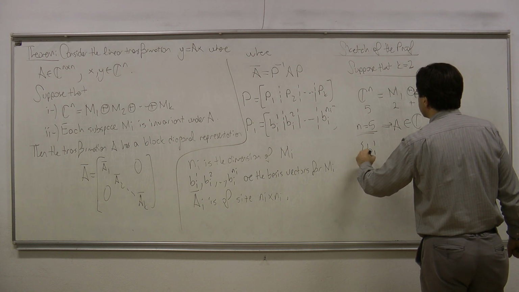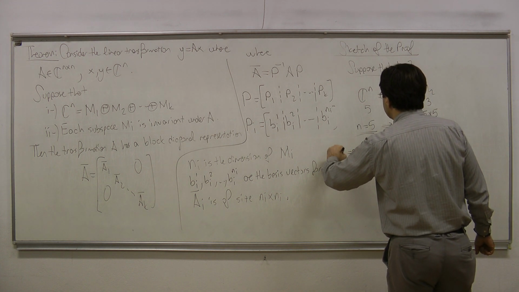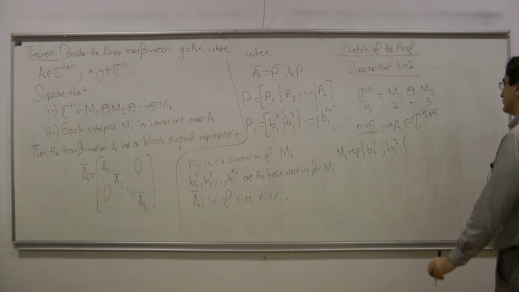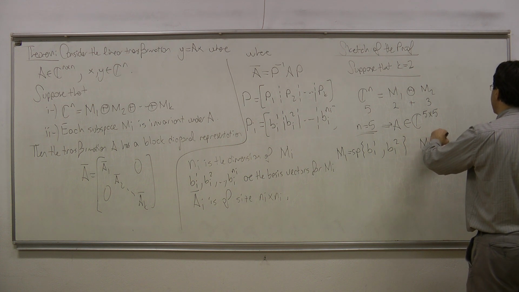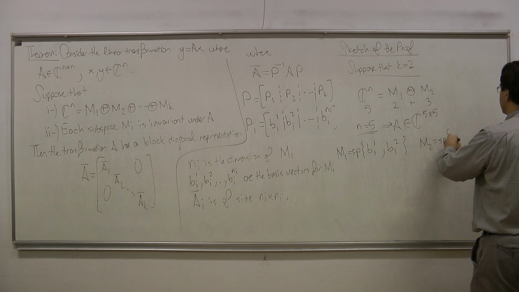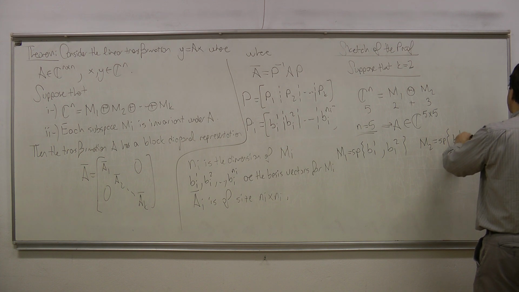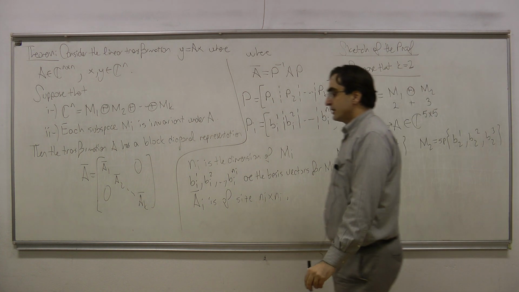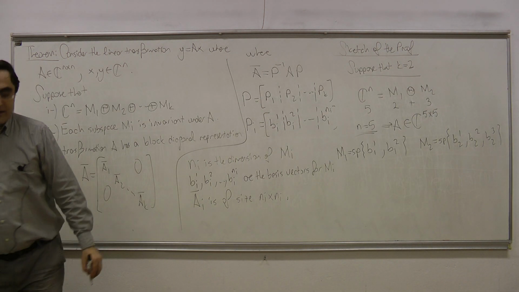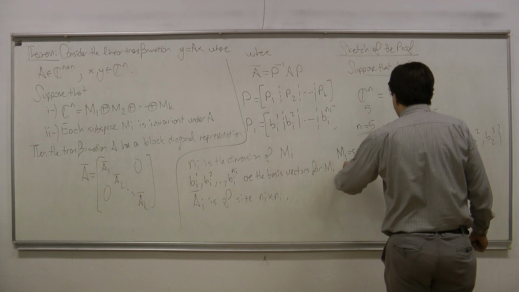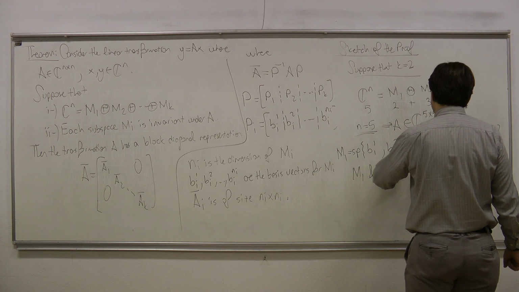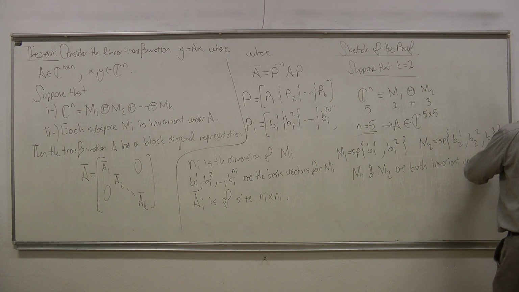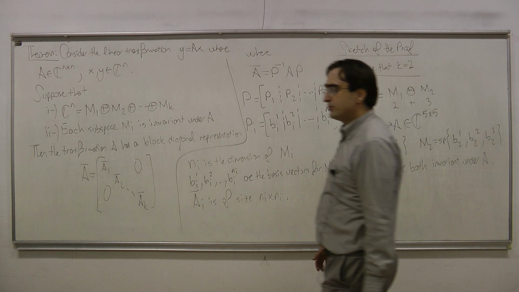Let us say the basis vectors for M1 are the span of b11 and b12. These are the basis vectors of M1. And M2 is the span of how many basis vectors? Three basis vectors: b21, b22, and b23. These are the basis vectors of M2. Here I need to assume that M1 and M2 are both invariant under A.